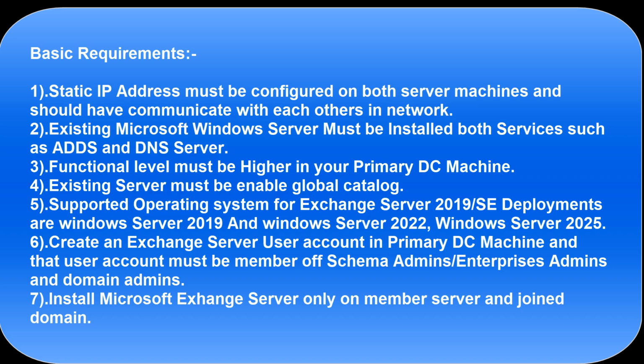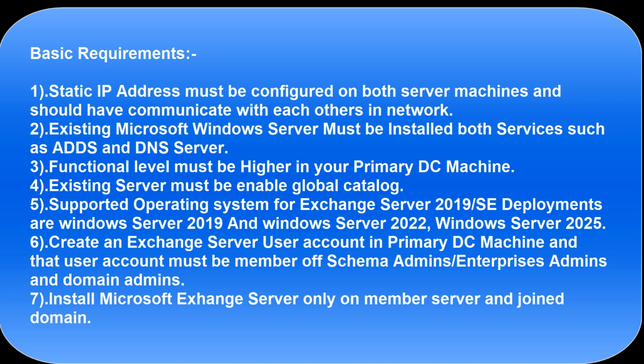First, a static IP address must be configured on both server machines, and they should be able to communicate with each other on the network. Second, an existing Microsoft Windows Server must be installed with both services, Active Directory Domain Services and DNS Server. Number three, the functional level must be higher on your primary domain controller machine. Fourth, the existing server must have the global catalog enabled.